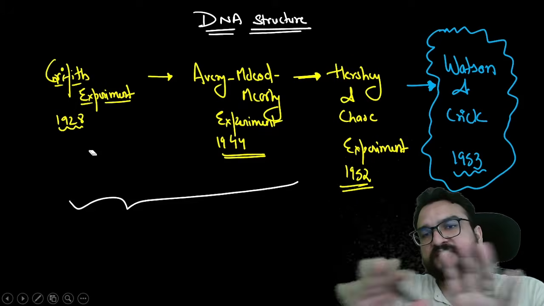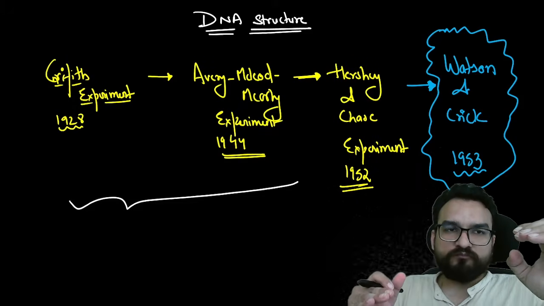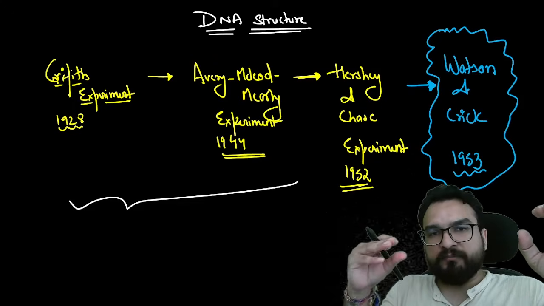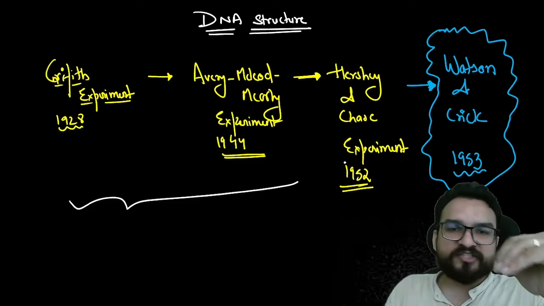So first of all, see, these experiments are important with respect to DNA. Findings: Griffith, Avery, McCarty, Hershey and Chase experiment 1952.